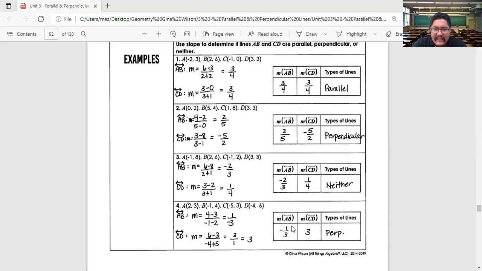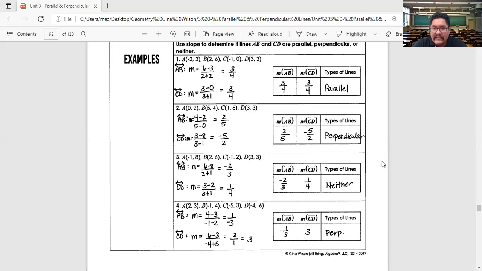But here we can see that they are opposite. One is negative and the other is positive. And they are also reciprocals, because this one should be 3 over 1, but we changed it to just plain old 3.